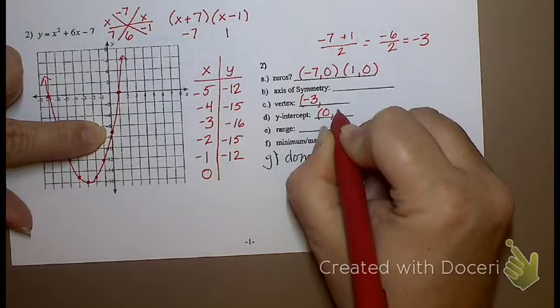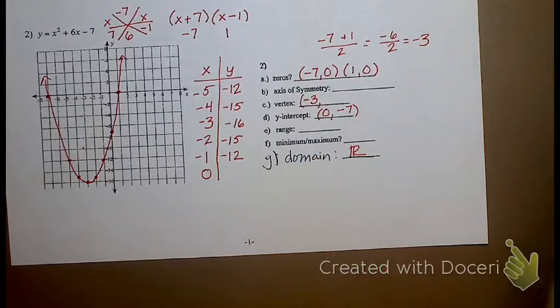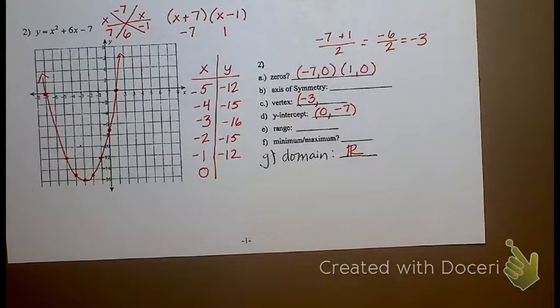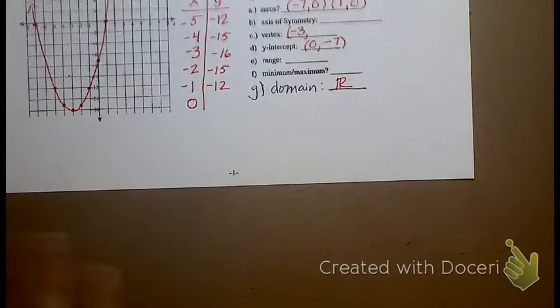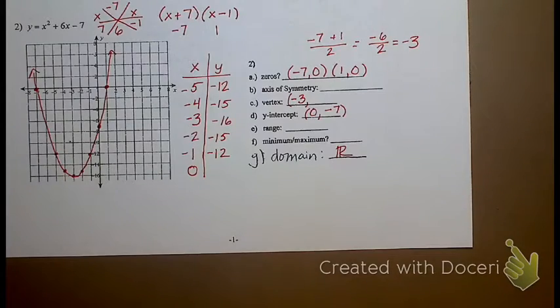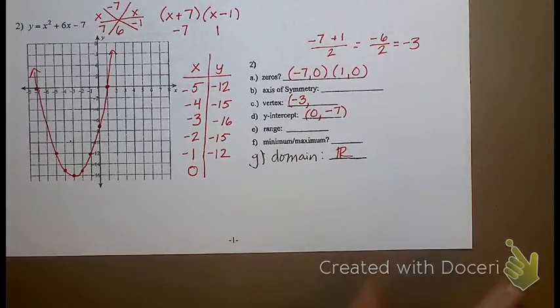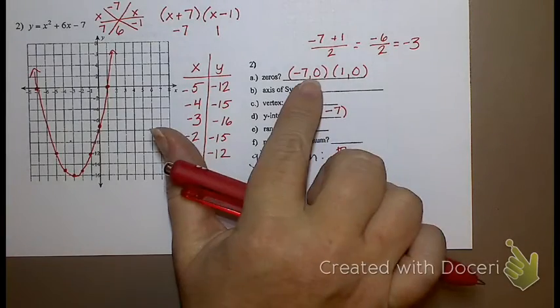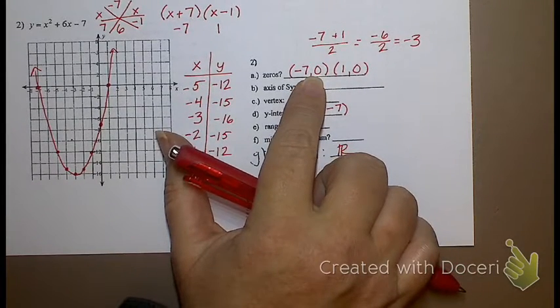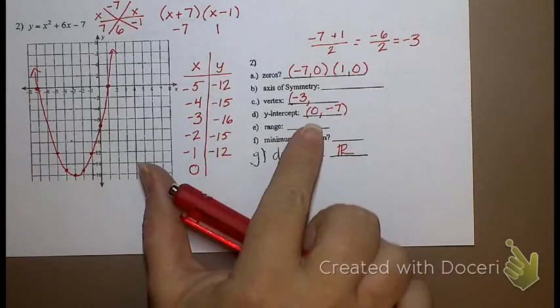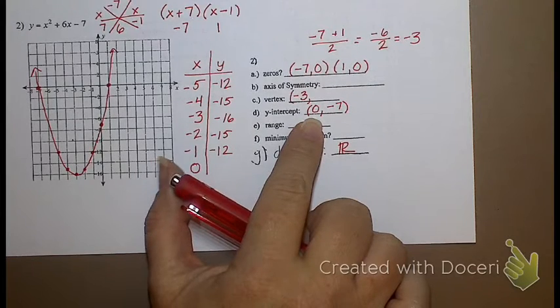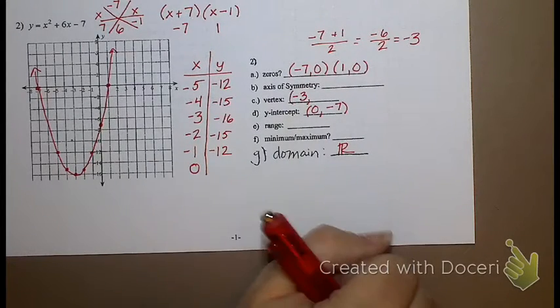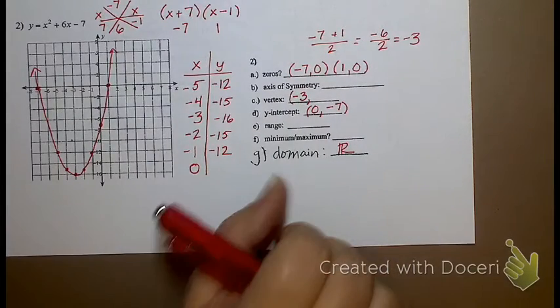0, comma, negative 7. How does your Y-intercept look different than a 0? The zeros have the 0 where? On the Y value. Your Y-intercept has the 0 on the X value. Okay? All right.